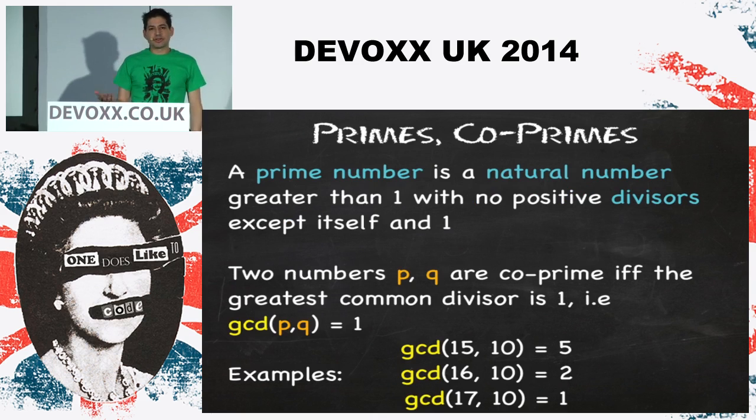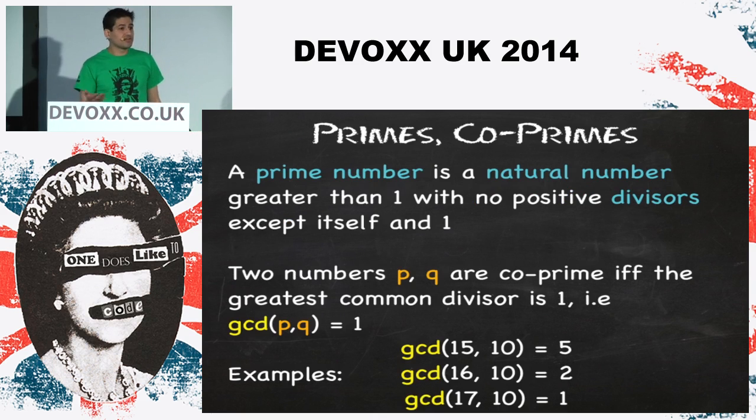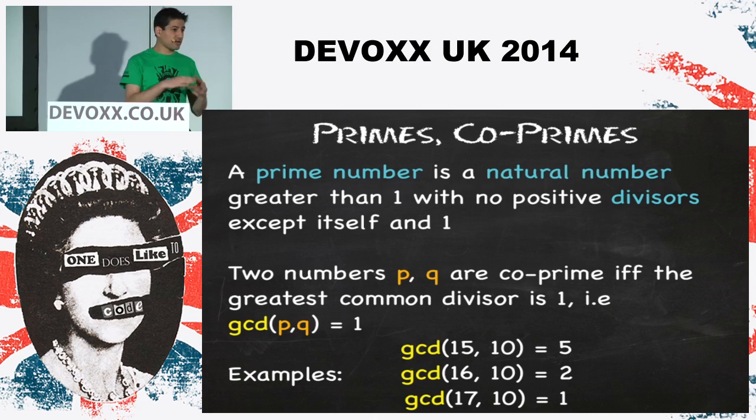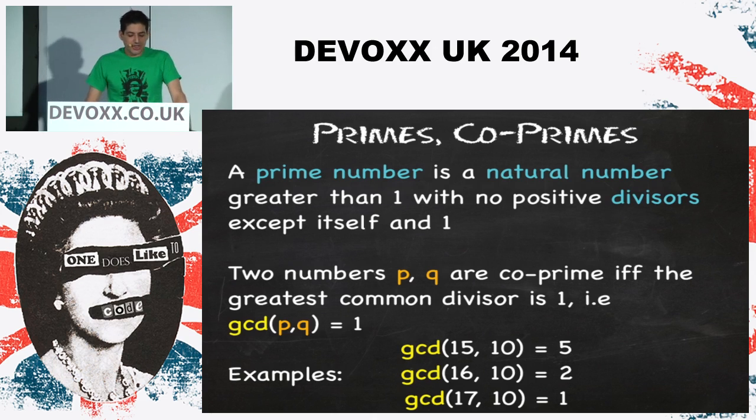A prime number, of course, is just a natural number: 1, 2, 3, 4, 5, 6, 7, 8, 9. No floating points, no minus numbers, no anything like that. It should have no number which divides it and leaves a whole number except itself and 1.